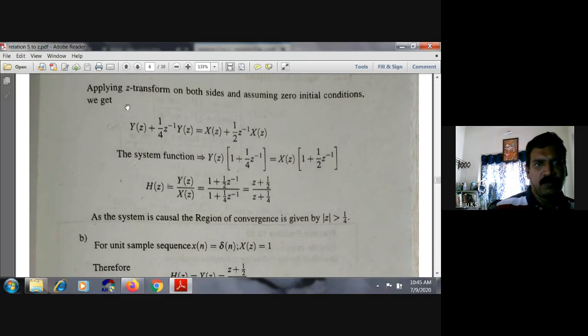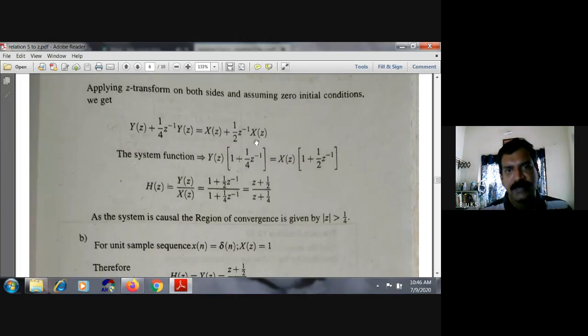So yz plus 1 by 4 z inverse into yz is equal to xz plus half into z raised to minus 1 xz. How do we convert y of n to yz? If it is a delayed element, multiply by z raised to minus n. Here n is equal to 1, so it is z raised to minus 1 yz, which is equal to xz into the right hand side. Similarly, it is a delayed signal. So the system function is yz by xz.